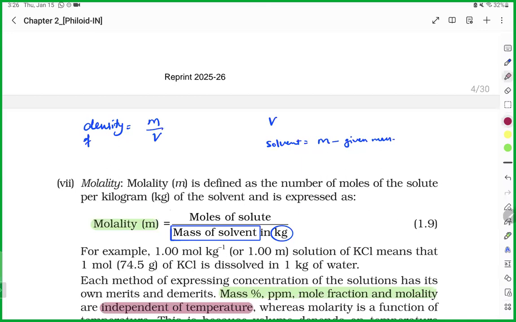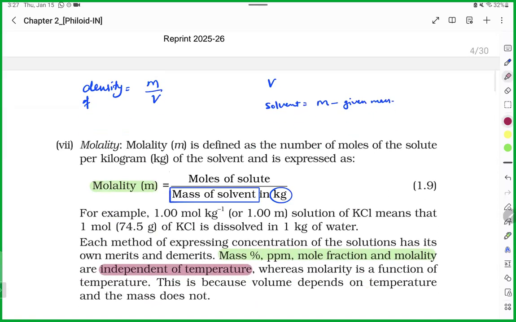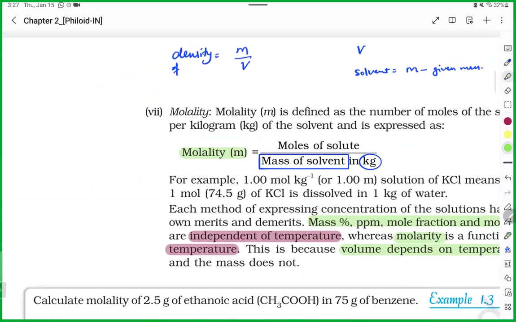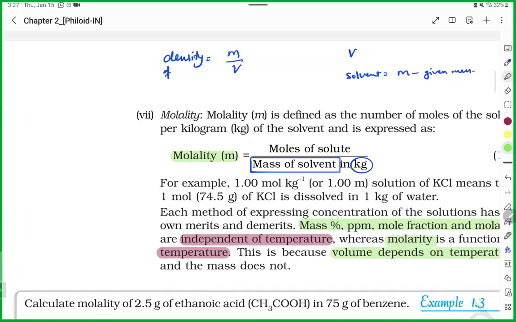So mass, ppm, mole fraction, molality, all these are temperature independent because volume is not taken into consideration. But if you take molarity or normality, then it will be dependent on the temperature. Why? Because it considers volume, because it is volume dependent. And if you change the temperature, volume will change, but mass will remain the same. Correct? Solve this question. Every NCERT question is really important.